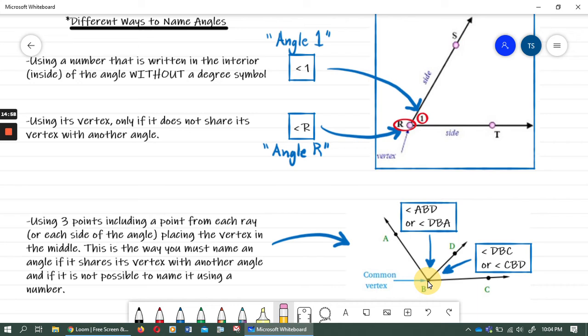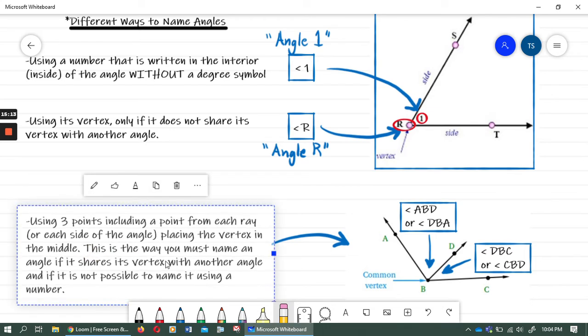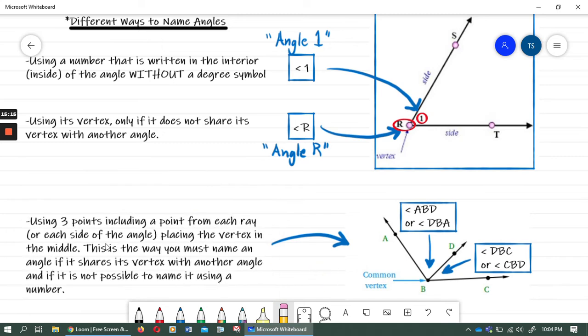So if you have more than one angle sharing the same vertex, like here in this diagram where I've got this angle B right here, then you're going to have to use this method of naming angles, and you're going to have to use 3 points with the vertex in the middle. All right, guys, that takes care of naming angles.